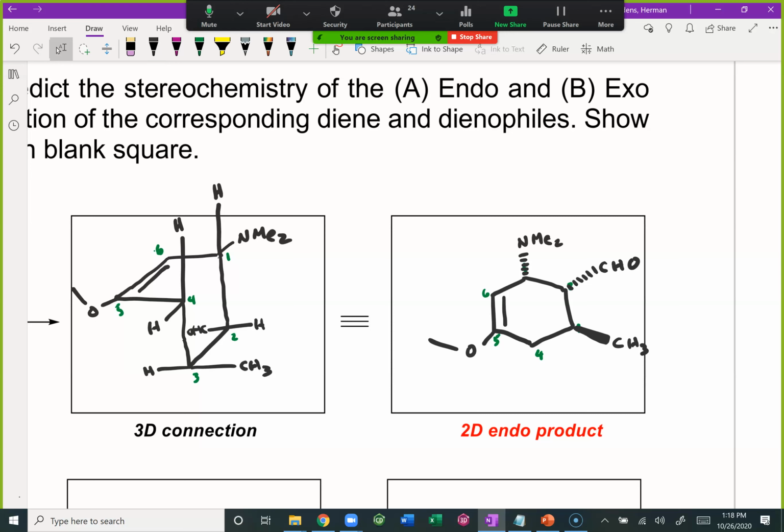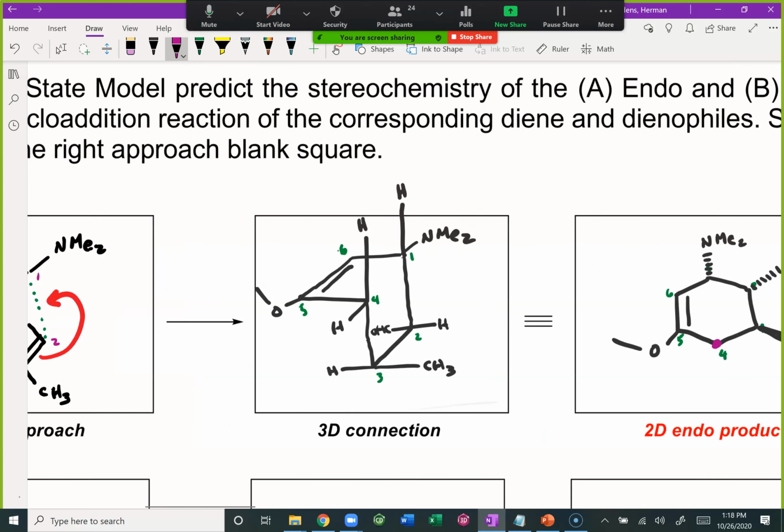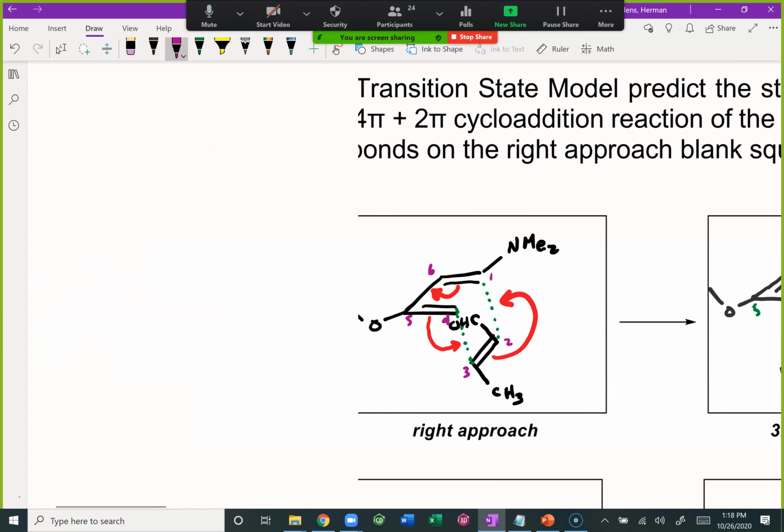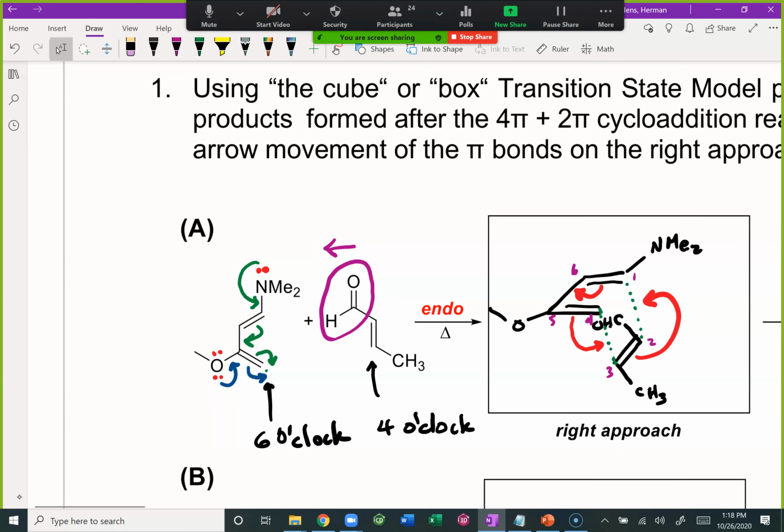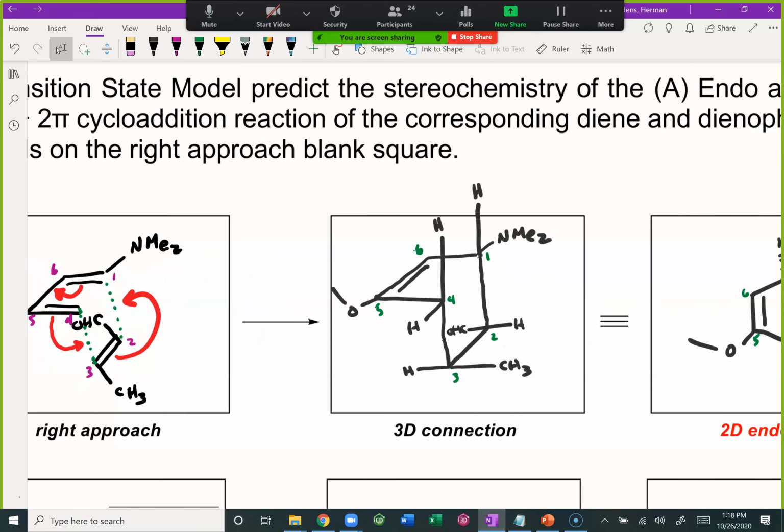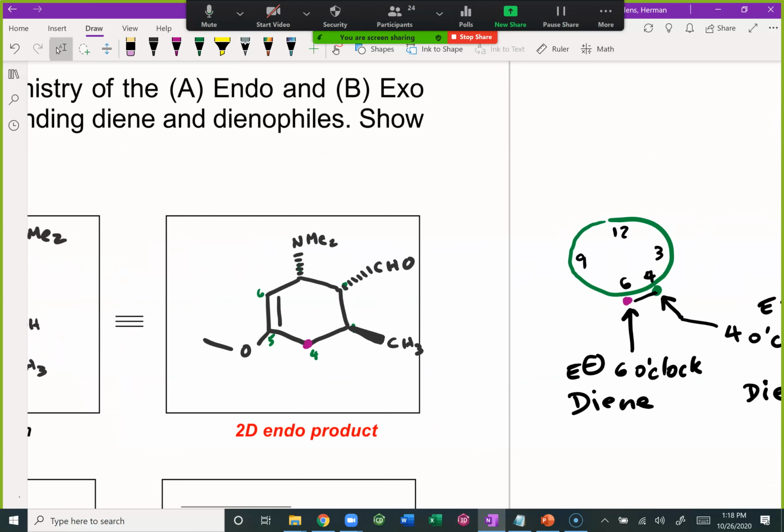All right, now notice this. This carbon was the most electron rich. Remember that? That is this carbon right here. And I'm going to label this carbon here in green, my electron deficient. It's going to end up right here in green.